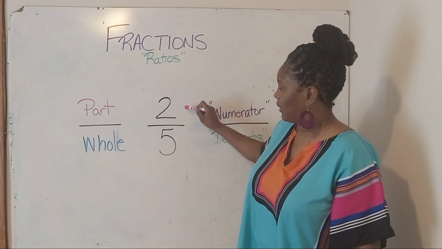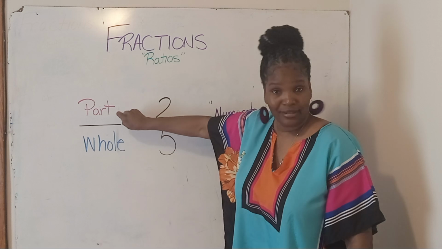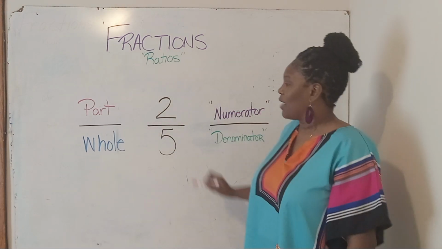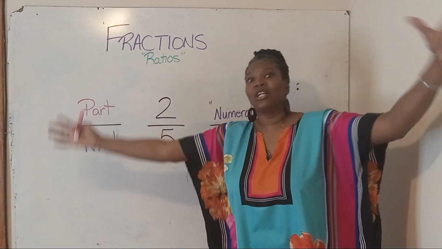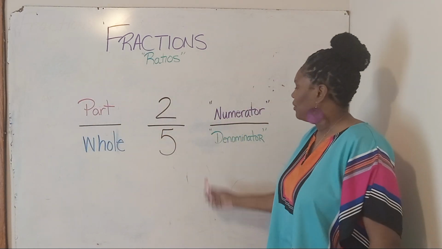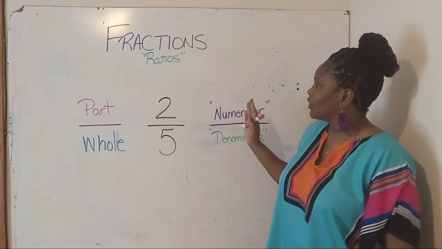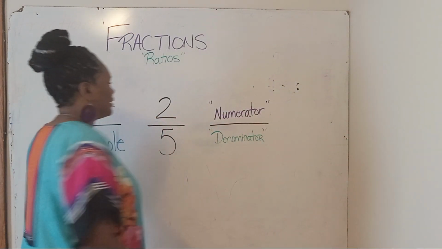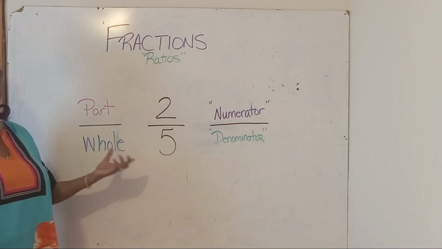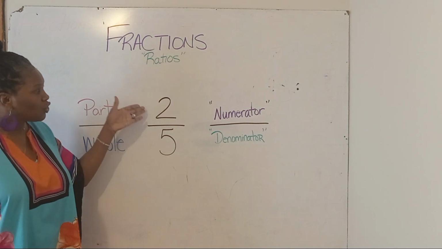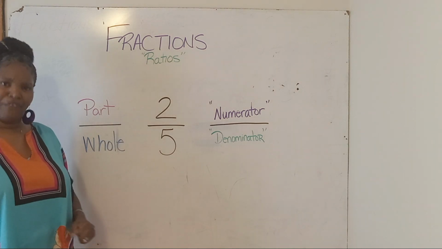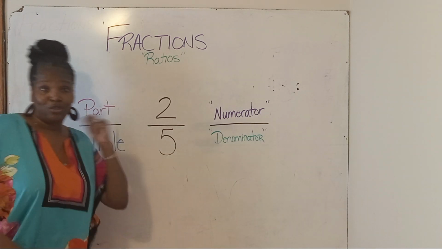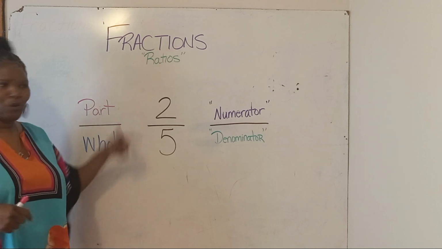We have the number at the top, which is the part called the numerator, and the number at the bottom, which is the whole. It means it's going to be the total, and we call it the denominator. If somebody asks, what is this fraction? We would start off reading it like this: 2/5. You can say 2/5 or 2/5.